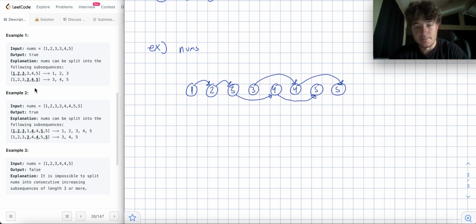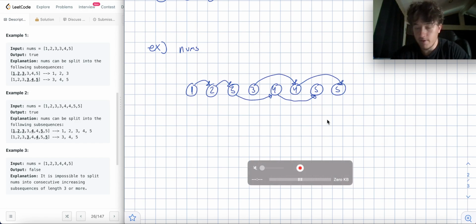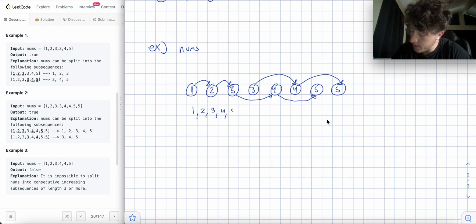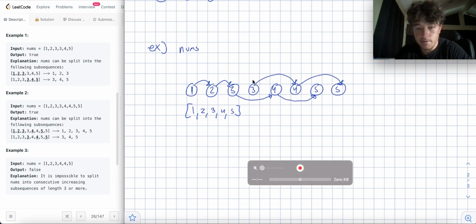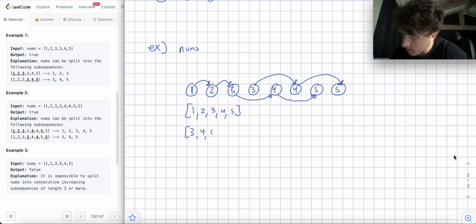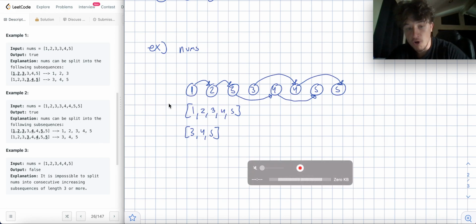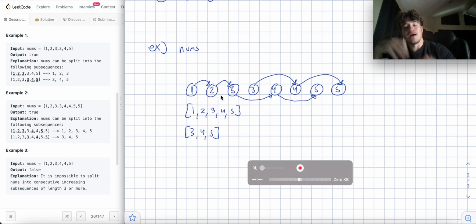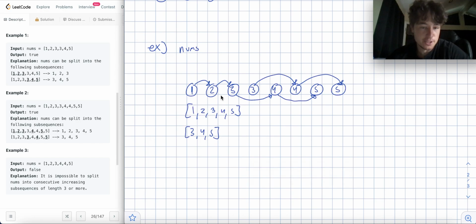So in these subsequences here, we have 1, 2, 3, 4, 5. So we have a subsequence 1, 2, 3, 4, 5. And then there's another subsequence 3, 4, 5 here, right? And you see that here. And you'll also notice that all the elements are being used. There's not one single element that's being neglected in this problem, right?